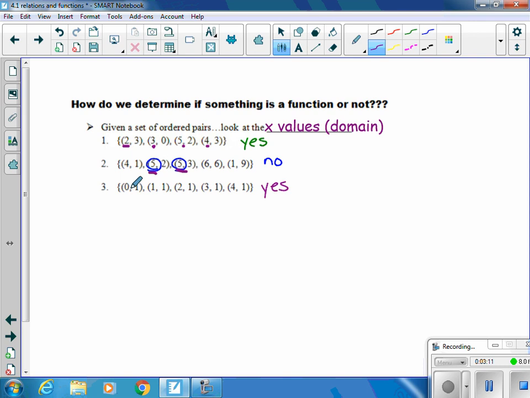In example 3, if I look, I have 0, 1, 2, 3, 4. Each of my x values, each of my domain values are different. And notice, even though all of them go to the same range values, it's still considered a function because each input has only one output.